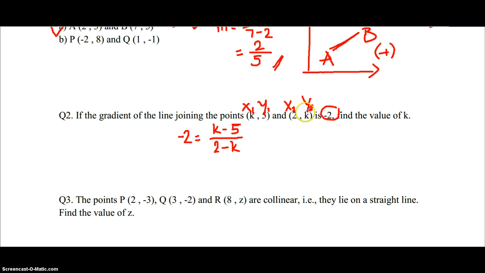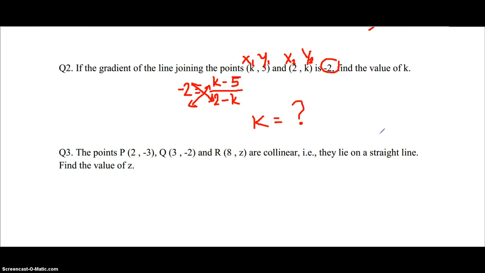Okay, so find the value of k. Basically, you just cross multiply, then you should be able to find your value of k. Okay, so you can try this working out yourself. Gradient is very straightforward, because what you have to do is just substitute back into the formula: y2 minus y1 over x2 minus x1.